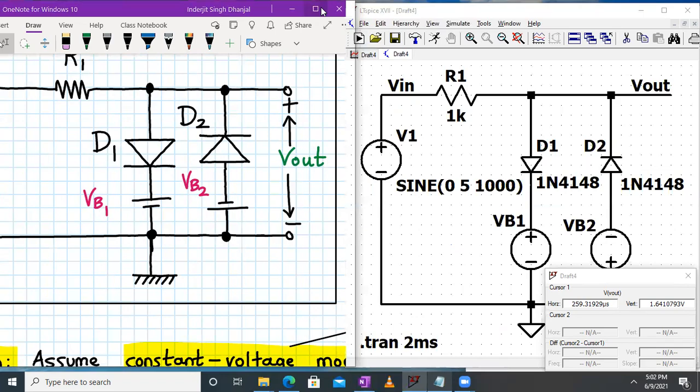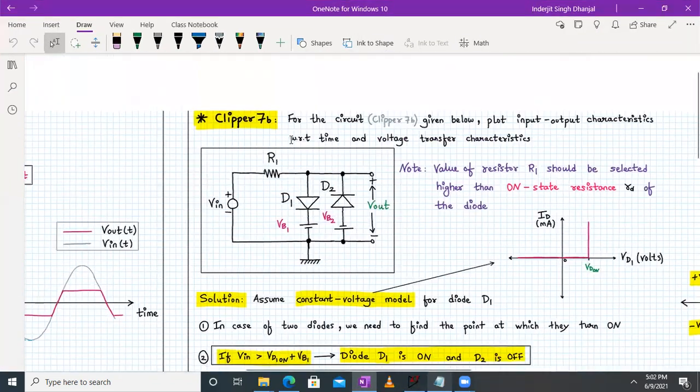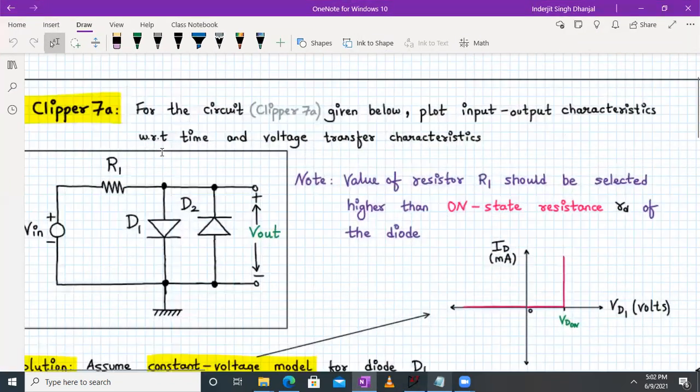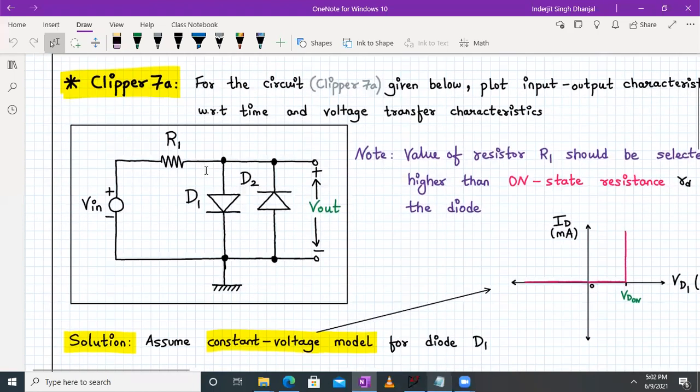With this, we have completed clipper number 7A and 7B, which is the last clipper in the parallel clippers category. That is all for today.